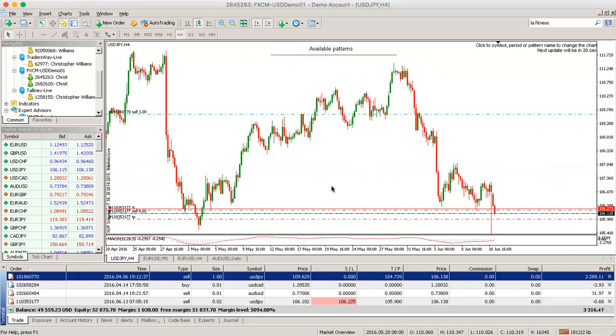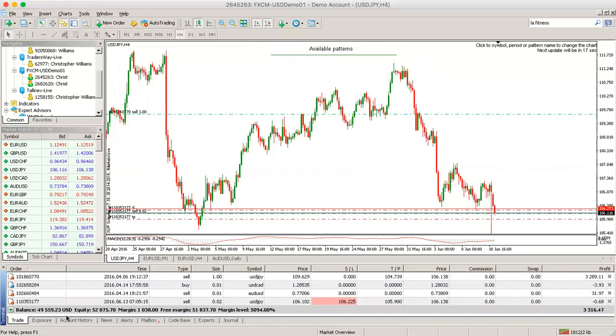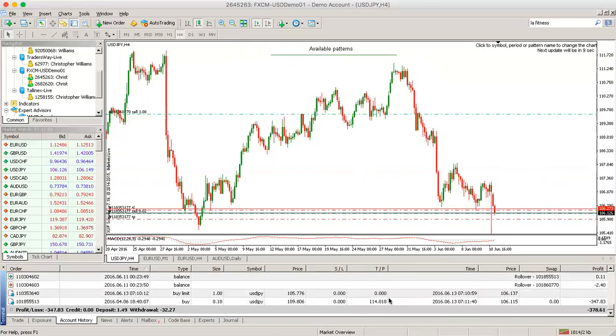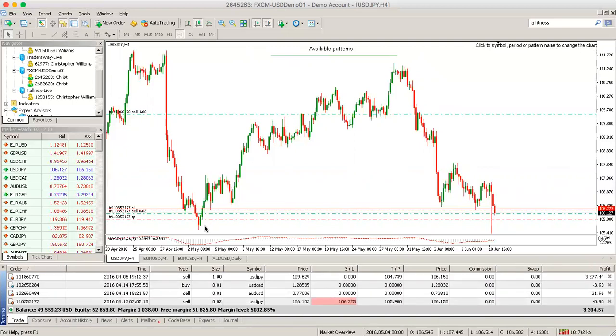Hit close. Okay. So that order is closed already. And I can check my account history, okay? I can see the orders that were put in. This is how much I profited, this is how much I deposited in my account, this is what I withdrew from my account. Everything is right here on display for you, okay?